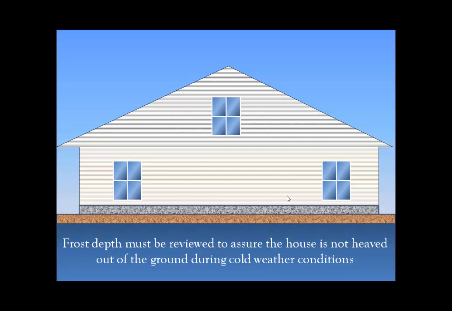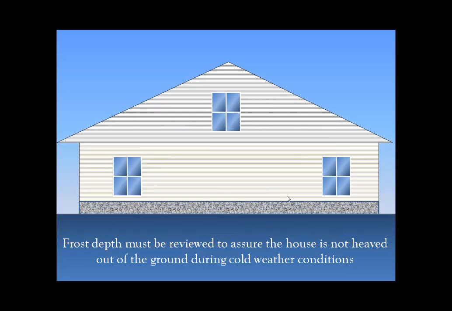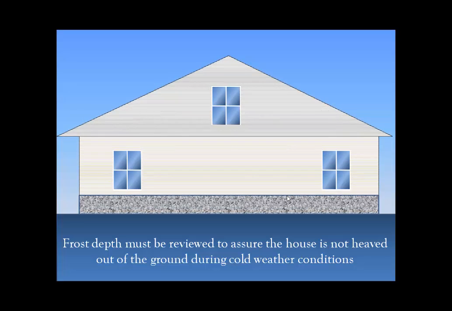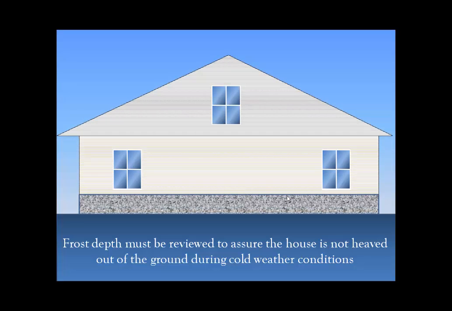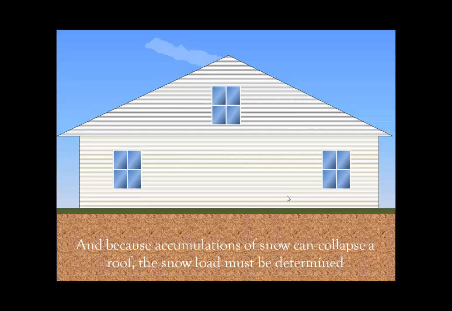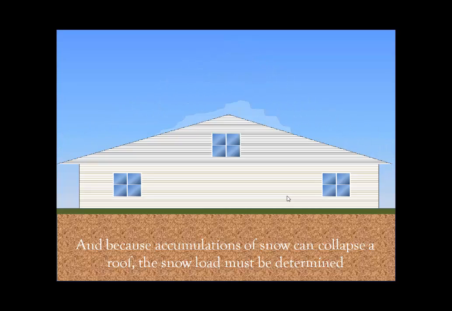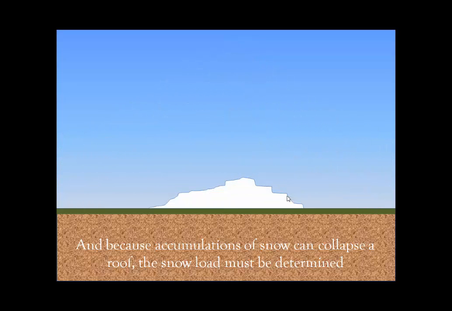In areas further north, a deeper frost protection is required. So in Minneapolis, the frost depth might be at 60 inches. The concentrated load of snow has caused roofs to collapse. To prevent roof failure, the design professional must determine the snow load. Again, in the Chicago area, that snow load would be considered at 30 pounds per square foot.